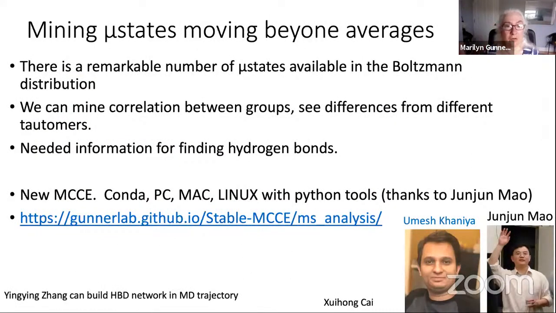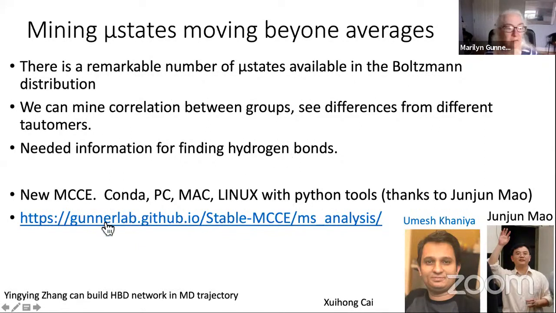So I want to just say this is a new thing, this mining of the microstates. It's just more than we expected, even though I should have known this. We can mine correlation. We need this information for finding the hydrogen bonds.